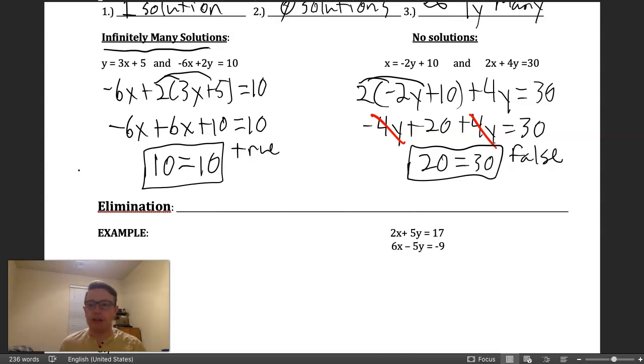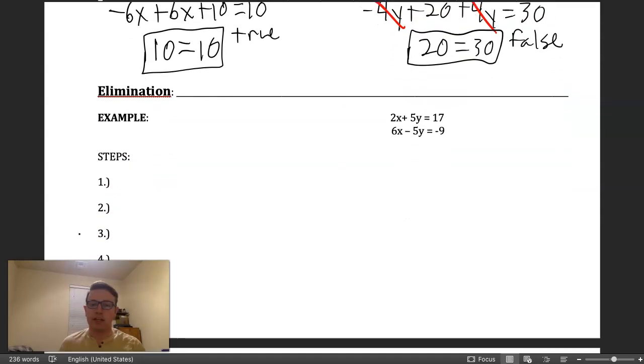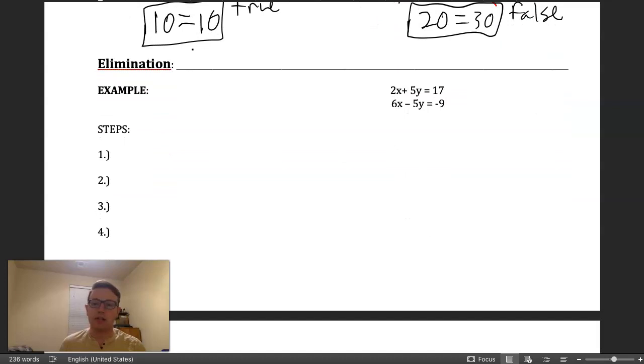Right. That's it for graphing. We have our second option here. Our second way of solving is by elimination. And all elimination means is we are going to eliminate one of the variables from the equations. Sort of like how in substituting, we got rid of a variable by substituting something in. This time we're going to eliminate.